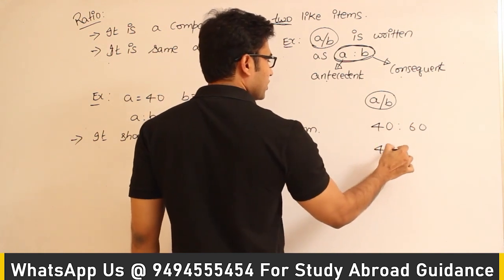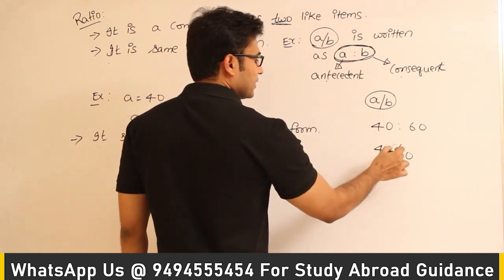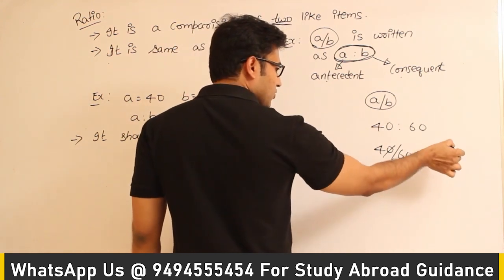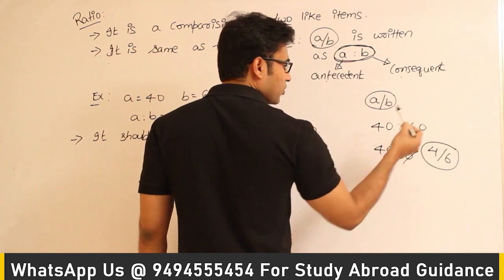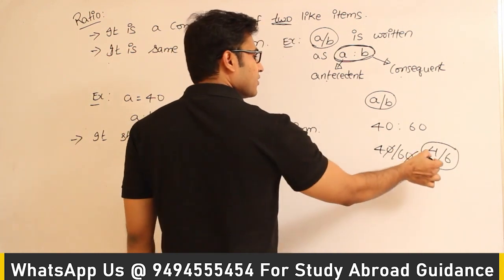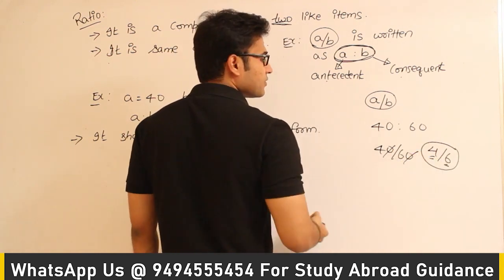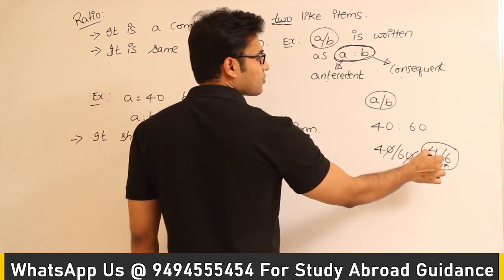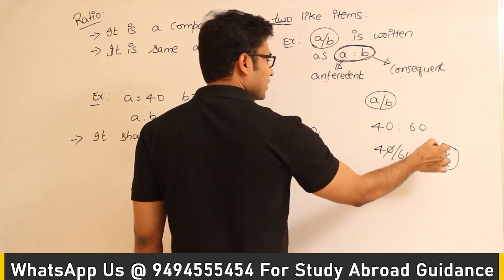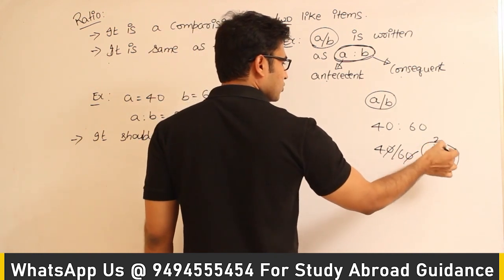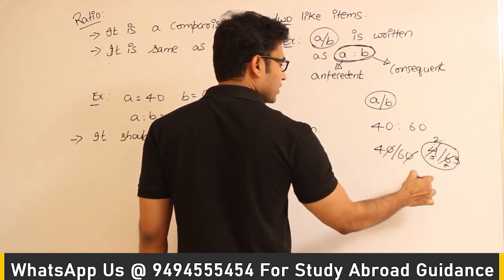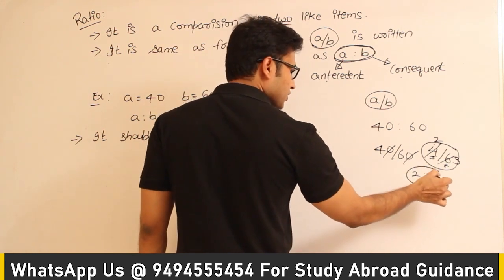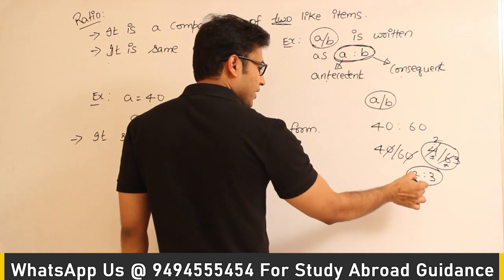If I take 40 by 60, it can even be written as 4 by 6. But then we try to simplify it as much as possible in such a way that we get the smallest integers here. We can still simplify it and get smaller integers, isn't it? That is why I can divide by 2 here and 2 here, then I am going to get 2 is to 3.